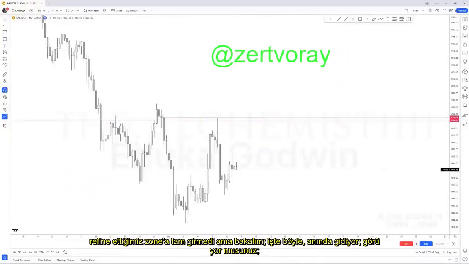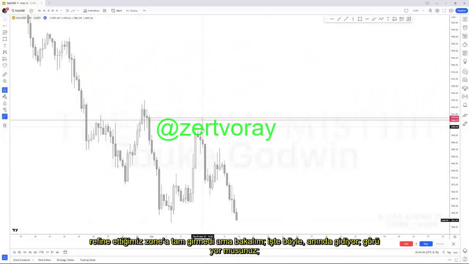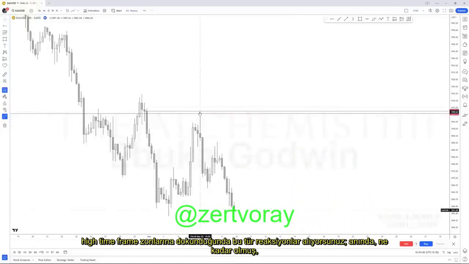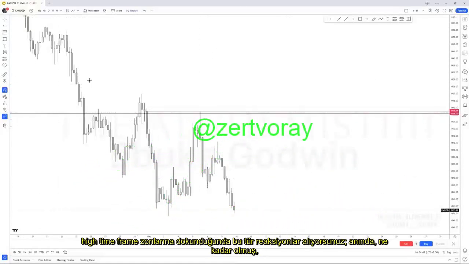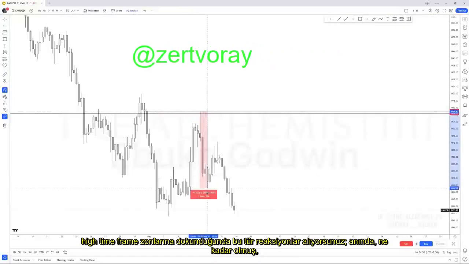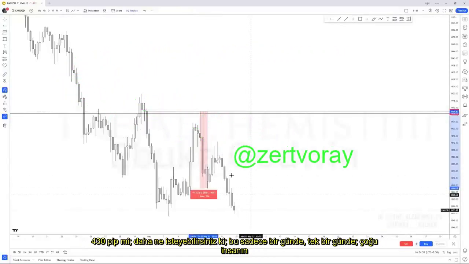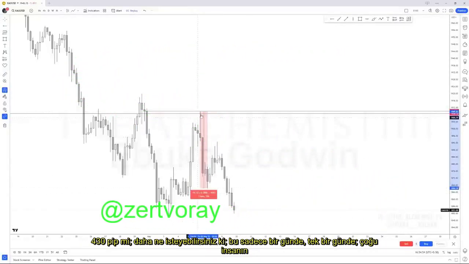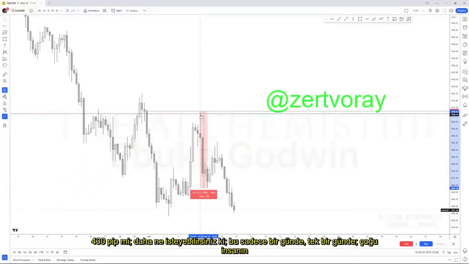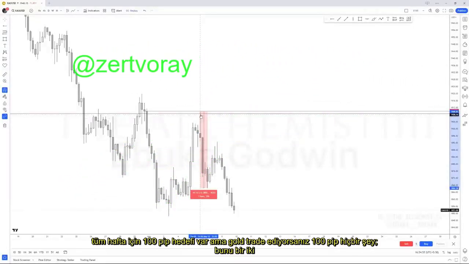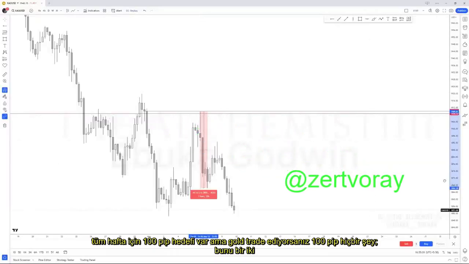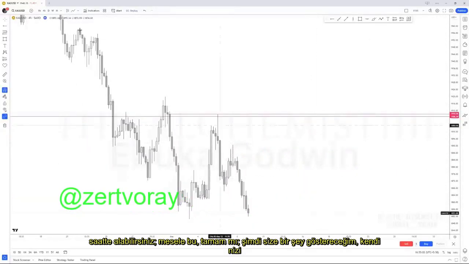There it goes, like instantly. Can you see that? When it taps into high time frame zones, this is the reaction you get. Like instantly you're up. See? 430 pips. What more do you need, right? This is in one single day. Most people have a 100 pip target for their whole week. But if you trade gold, 100 pips is nothing. You can get it in 1 or 2 hours. That's the thing.